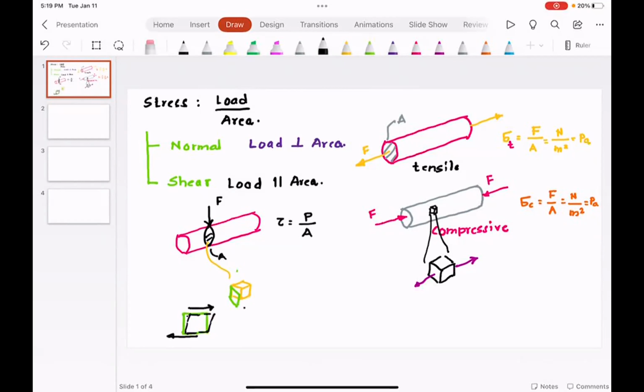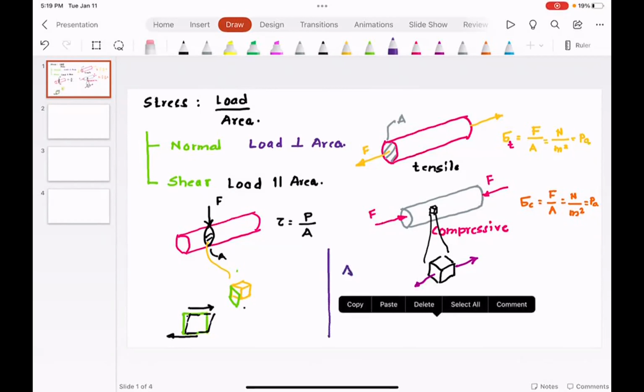Now what happens because of the normal stress is you have change in the length. So I'm going to write this down here. You have something called delta L. Delta L is final length minus initial length. And this delta L could be positive or it could be negative. When the loading is tensile, delta L would be positive. When the loading is compressive, delta L is negative.